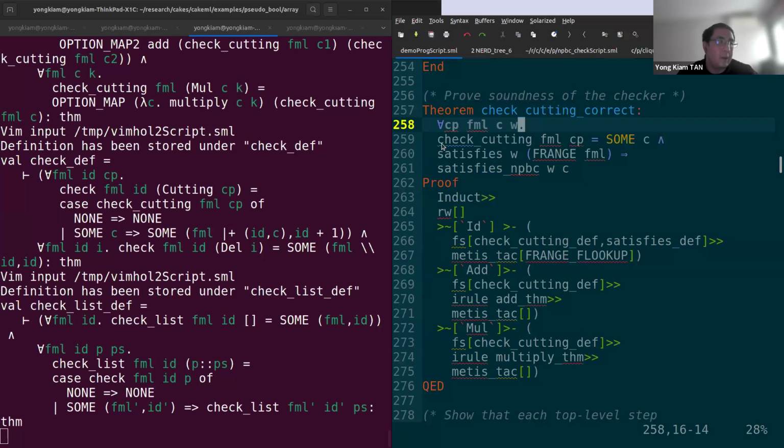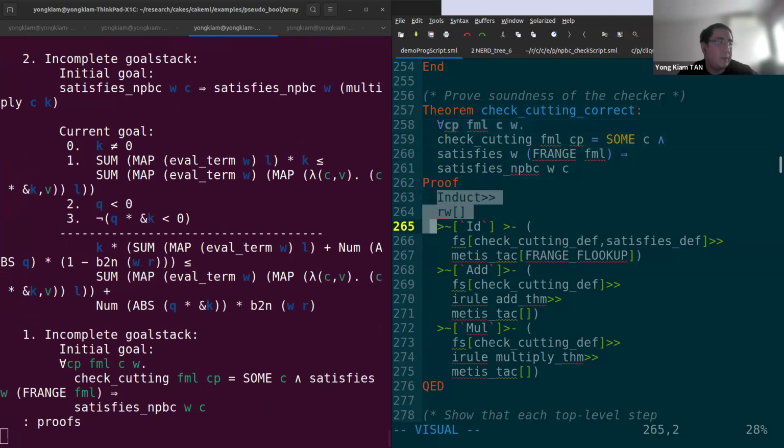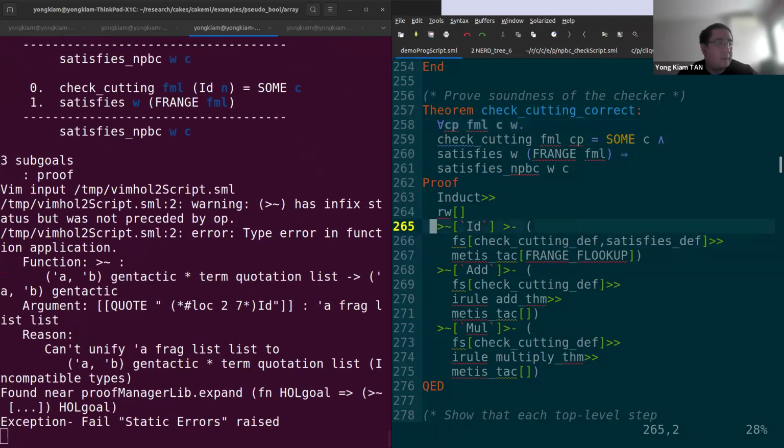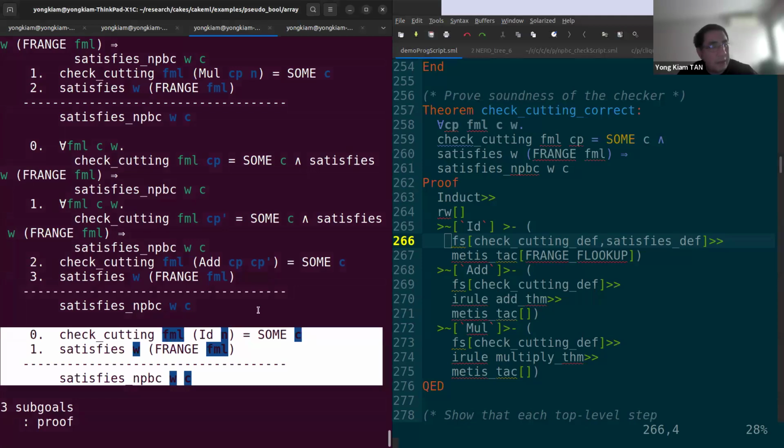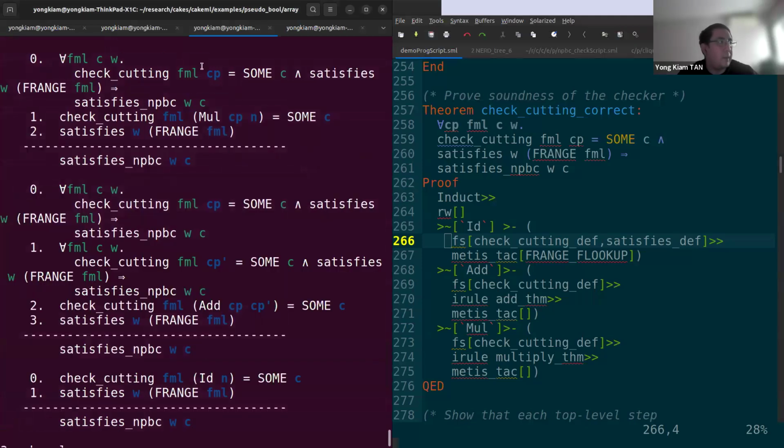You want to say that if my cutting planes proof successfully derives a constraint, then that constraint is implied by the original formula. That's expressed over here. As before, you do a big induction over the different kinds of cutting plane steps that you can have, and the interactive prover basically tells you the kind of things that you need to prove. For example, you need to prove the case for looking at the ID, the case for addition, the case for multiplication, and so on.